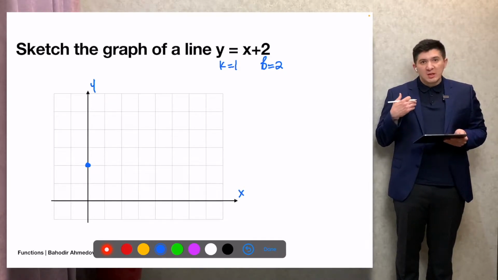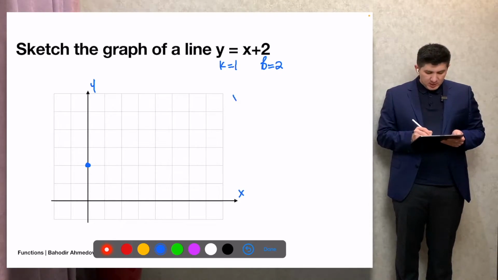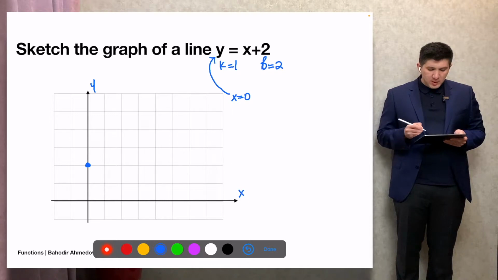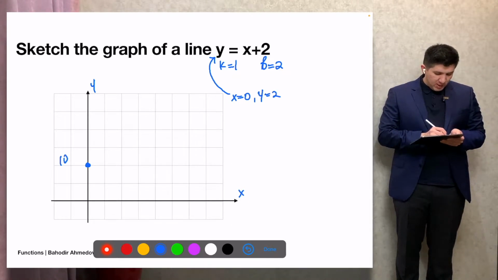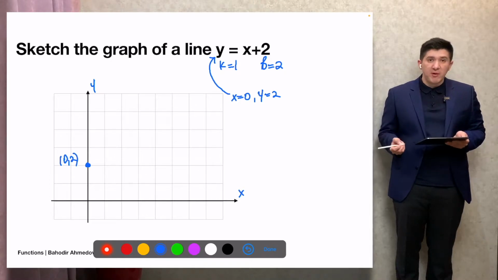So I'm just going to give any value for x, for example, x equal to 0, and substitute this here. If you substitute x equal to 0, you're going to get y equal to 2. So my first point is ready: 0 and 2 is going to be my first point.